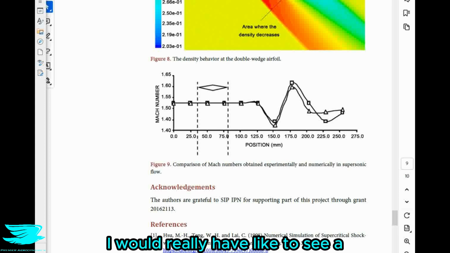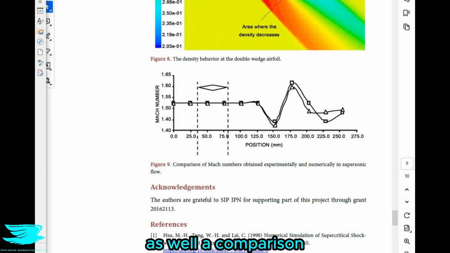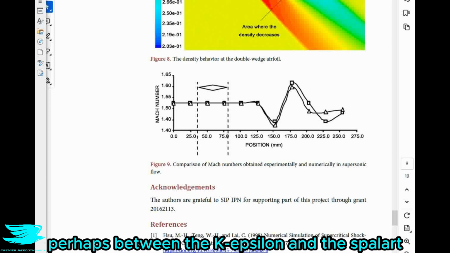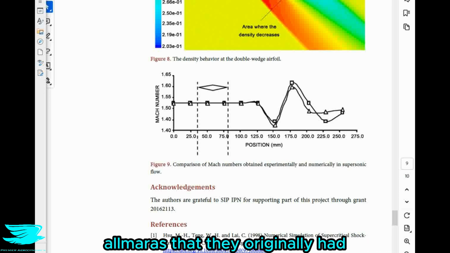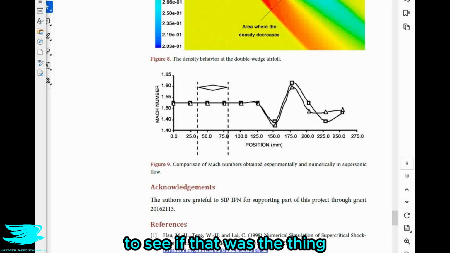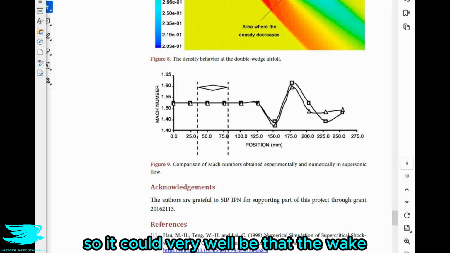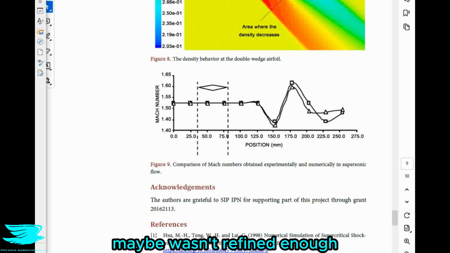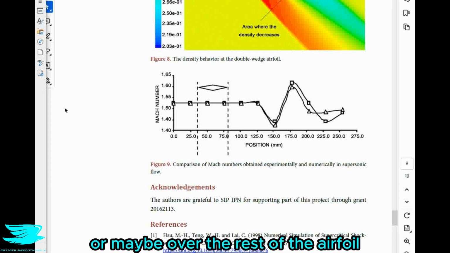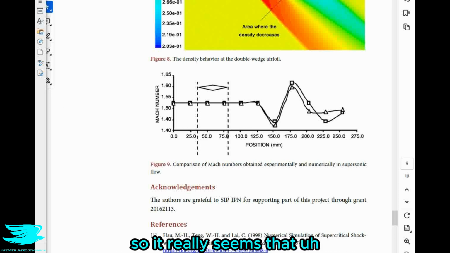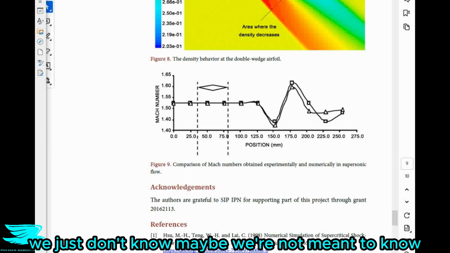Personally, I would really have liked to see a different turbulence model, a comparison perhaps between the k-epsilon and the Spalart-Allmaras that they originally had, or a different turbulence model to see if that was the thing causing these inaccuracies. Alternatively, maybe it was something to do with the mesh. Again, there was no mesh independence study, so it could very well be that the wake wasn't refined enough, or maybe over the rest of the airfoil. So it really seems that some of these things may be the case, we just don't know, maybe we weren't meant to know.